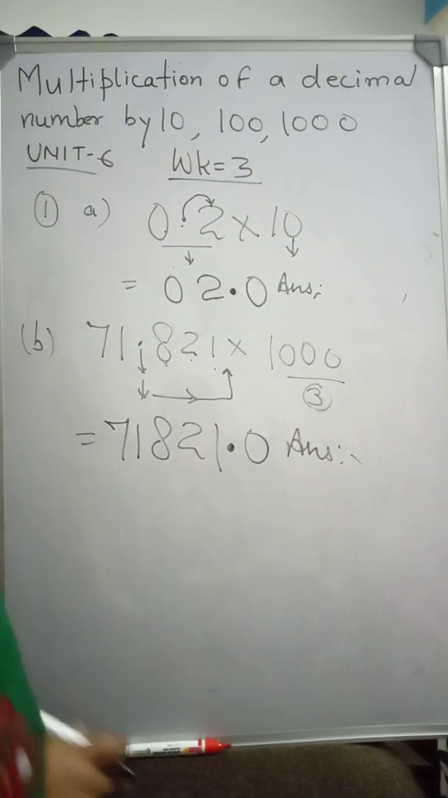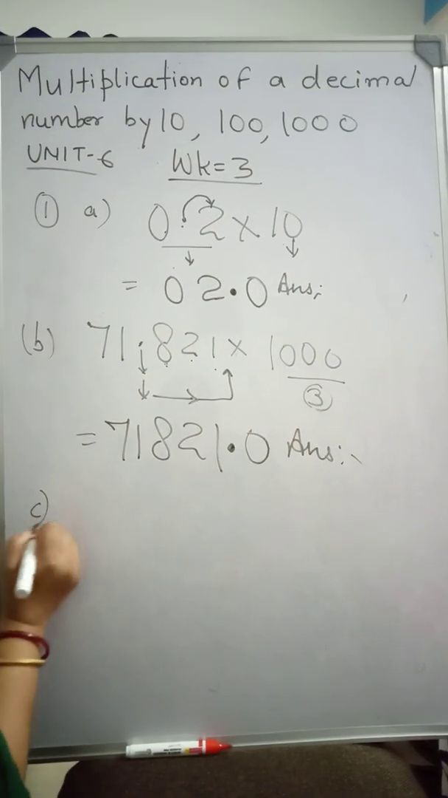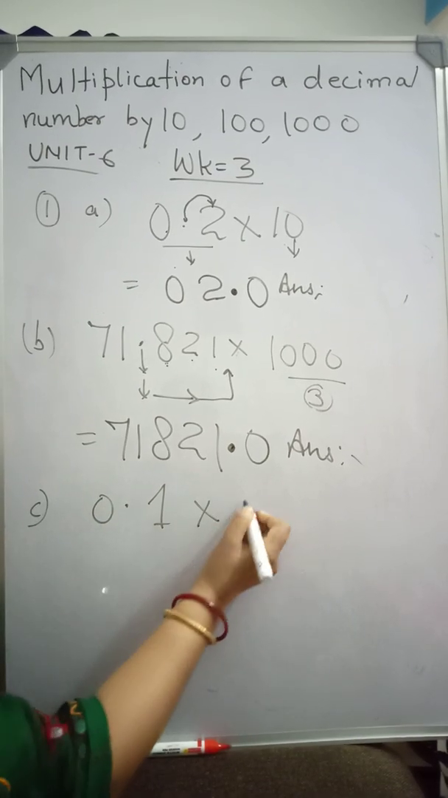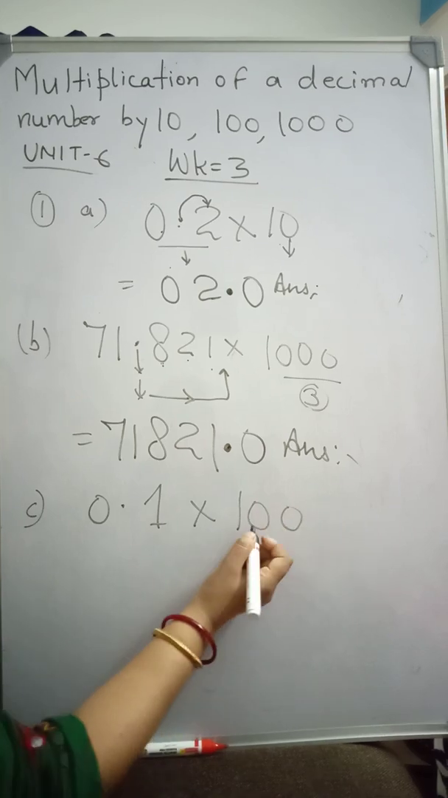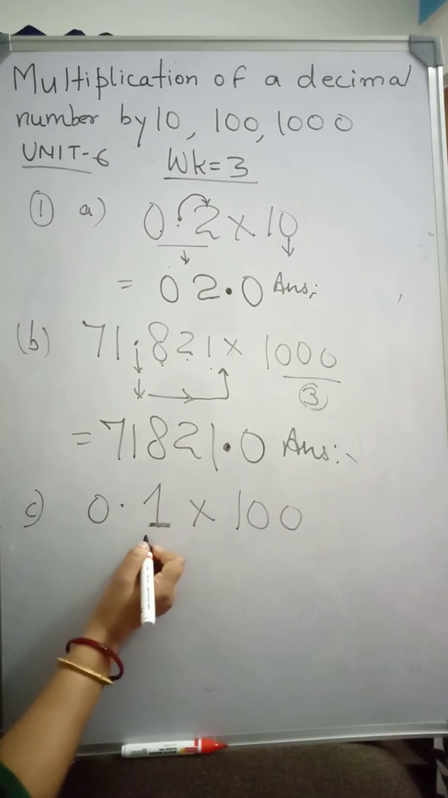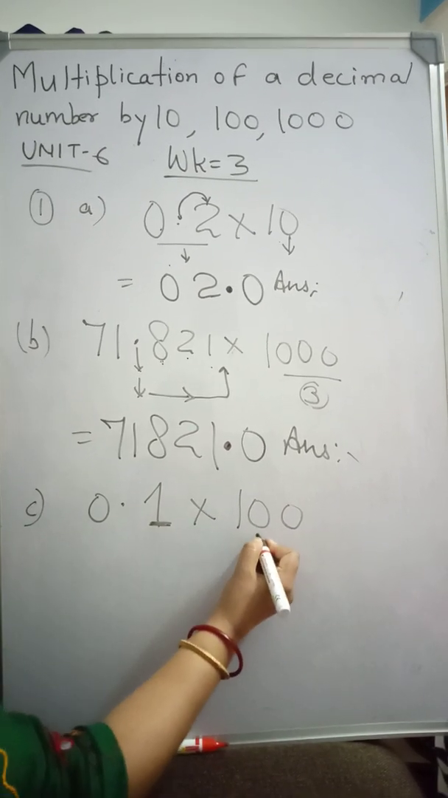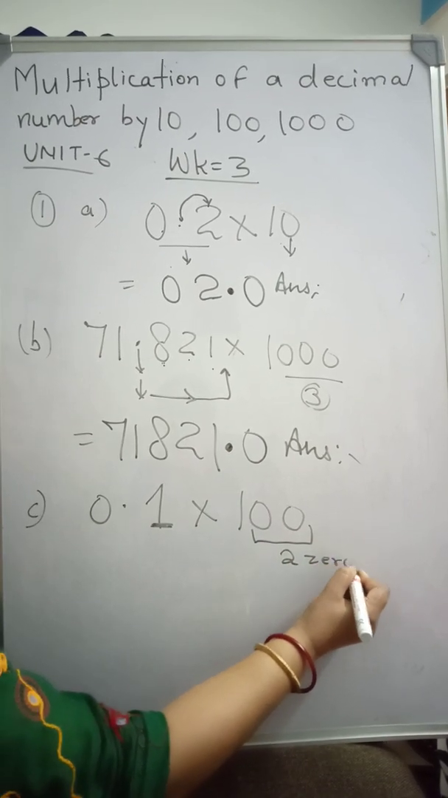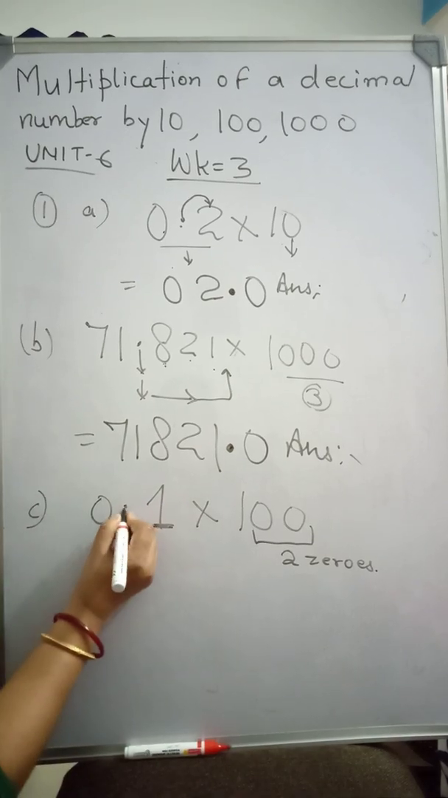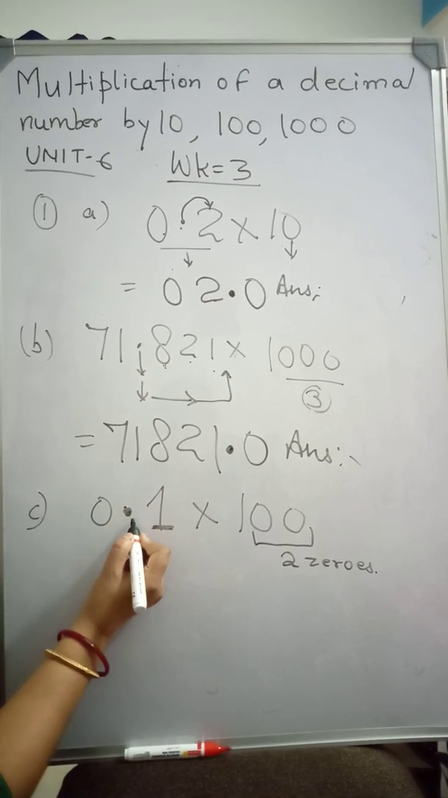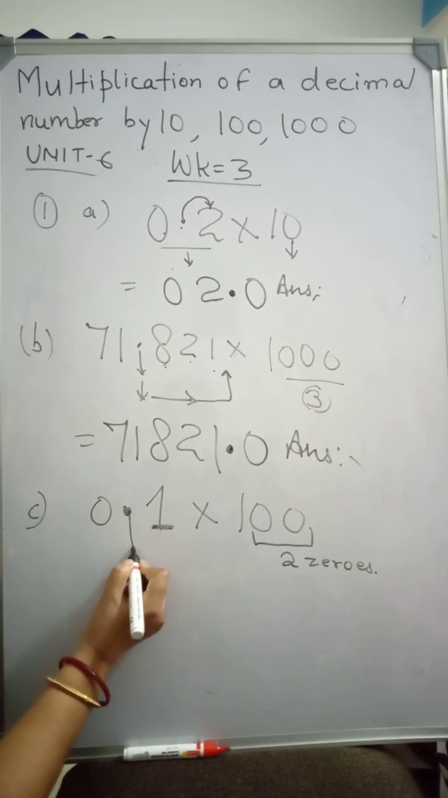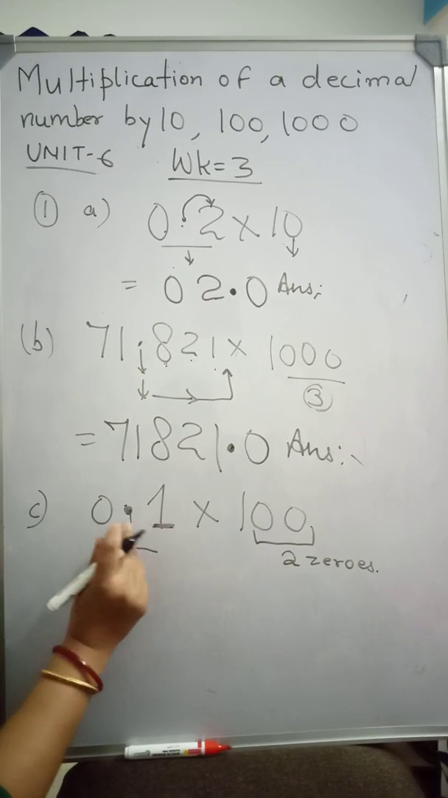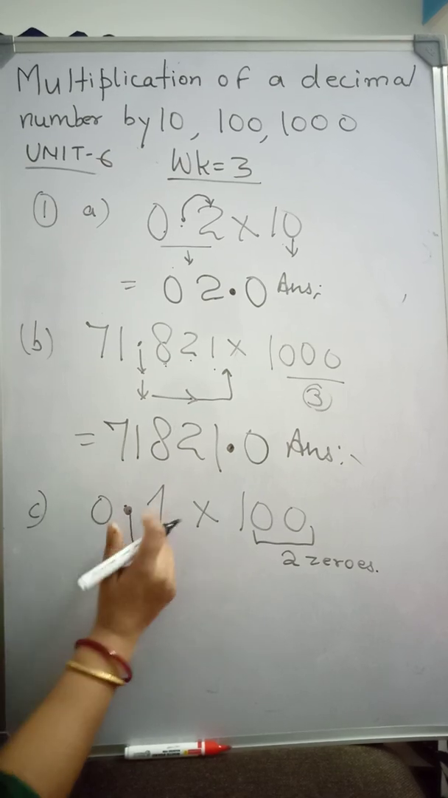Now let us take another example. 0.1 into 100. So here all of you see, this is the multiplicand, a decimal number, and this is the multiplier. Here the multiplier is having 2 zeros. How many zeros? 2 zeros. So we will shift this decimal point to where? Right side or left side? Right side. Because to the right of it are decimal places. So the point will shift the decimal places.